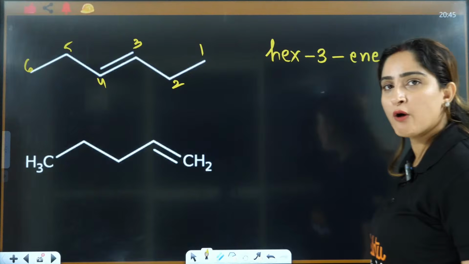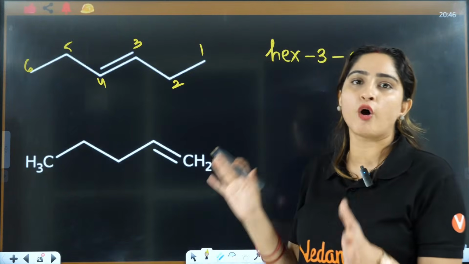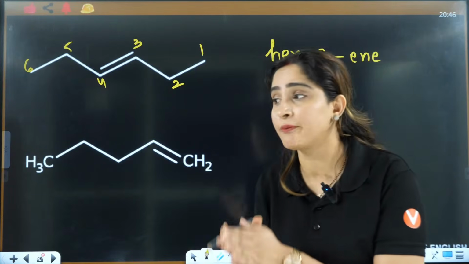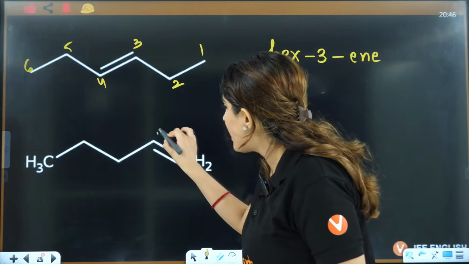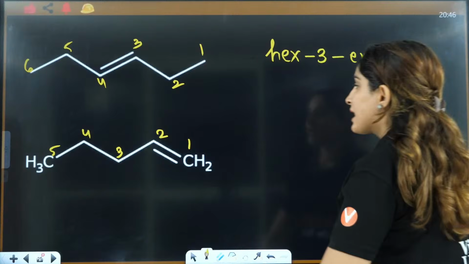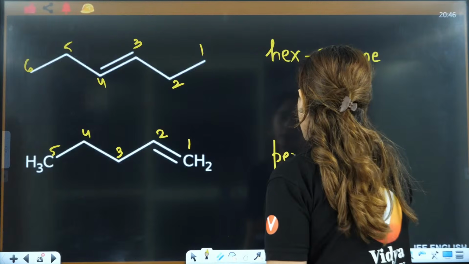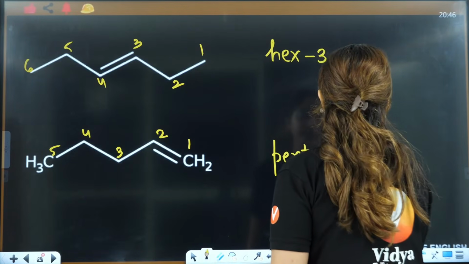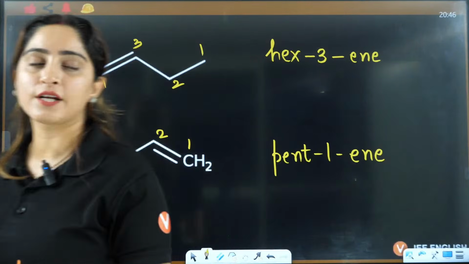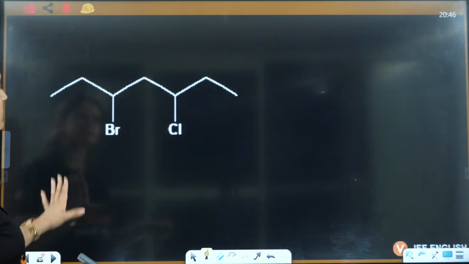Now let's discuss this. This is the terminal alkene. So always start numbering so as to give more priority to the alkene, the multiple bond. So 1, 2, 3, 4, 5. Here this is pent 1 ene, or you can just simply say pentene. That is your answer here. Next is this one.